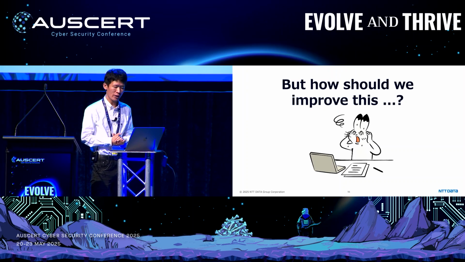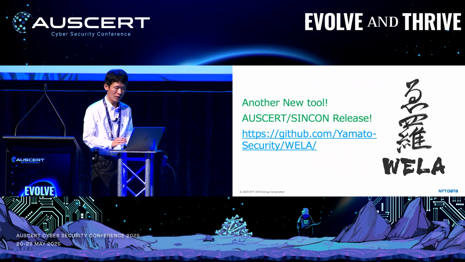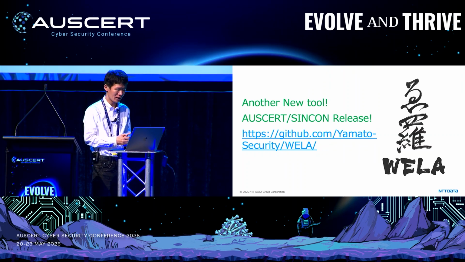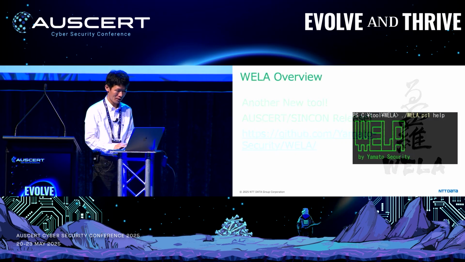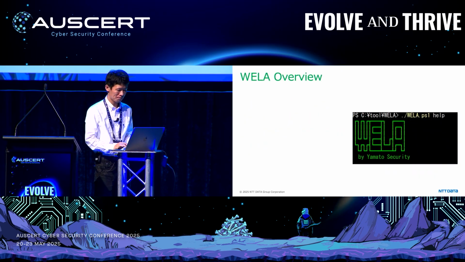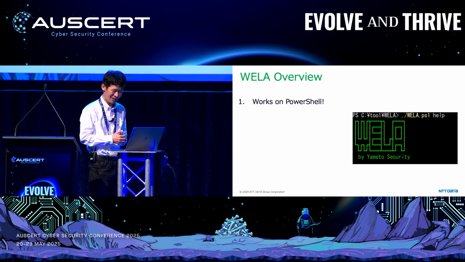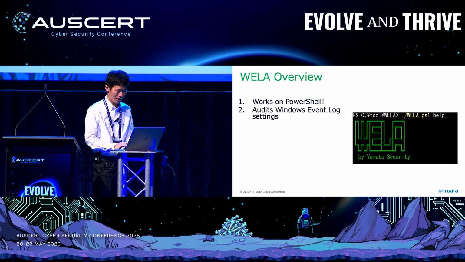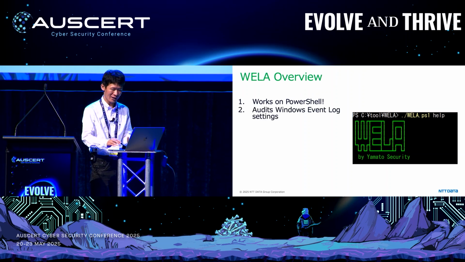But how should we improve this? Today, we've released a new tool to help address these issues. It's called VELA. VELA's overview: it works on PowerShell and is created by PowerShell. It audits Windows event log settings.